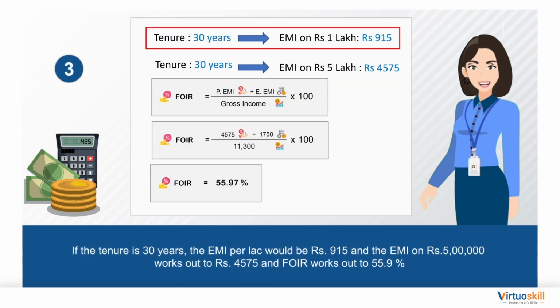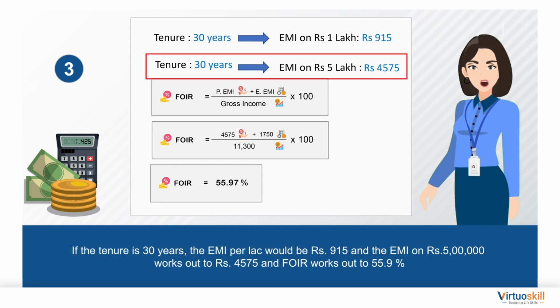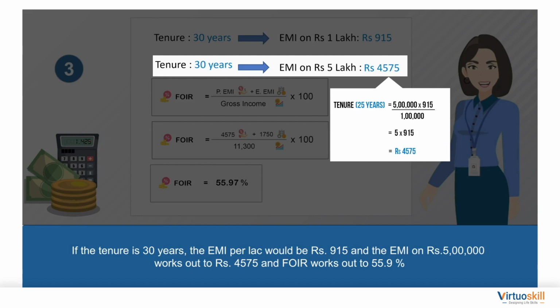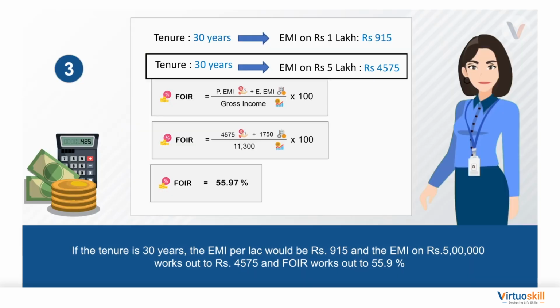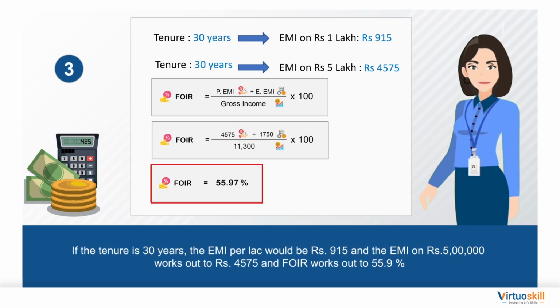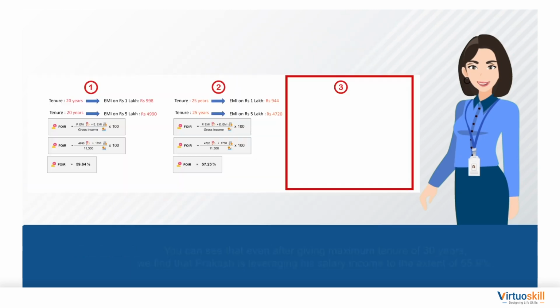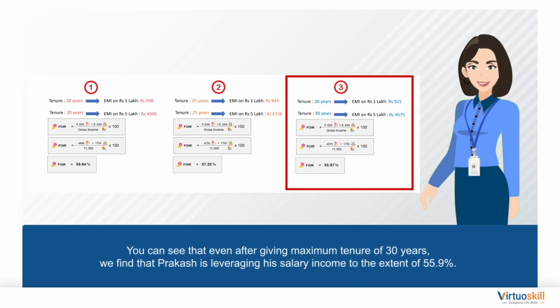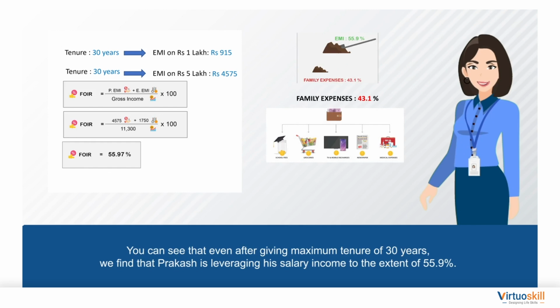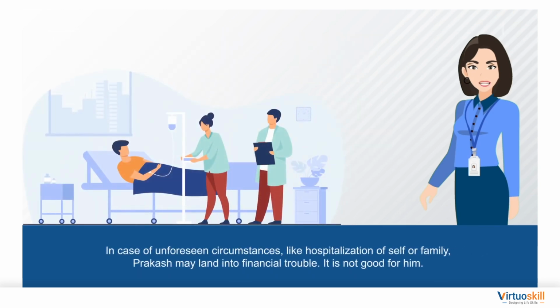3. If the tenure is 30 years, the EMI per lakh would be Rs 915. And the EMI on Rs 5 lakhs works out to Rs 4,575. And FOIR works out to 55.9%. You can see that even after giving maximum tenure of 30 years, Prakash is leveraging his salary income to the extent of 55.9%. In case of unforeseen circumstances like hospitalization of self or family, Prakash may land into financial trouble. It is not good for him.